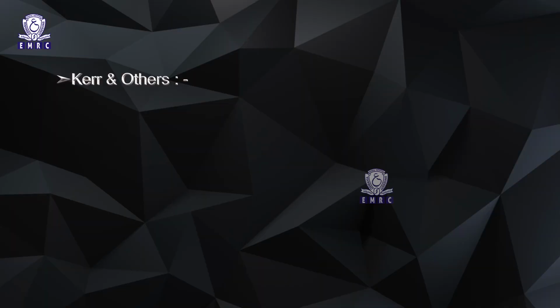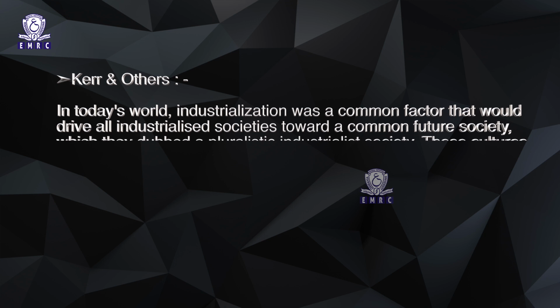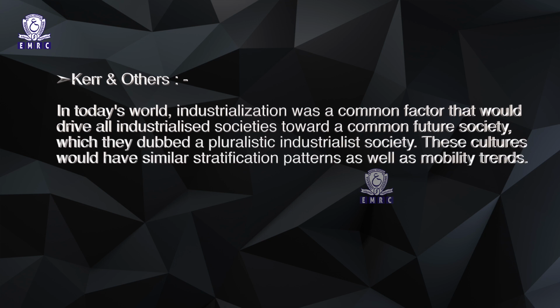Another factor is the convergence hypothesis. The convergence hypothesis is a well-known and highly discussed hypothesis about the relationship between industrialization and stratification. Kerr and others put it well when they said that in today's world, industrialization was a common factor that would drive all industrialized societies toward a common future society, which they dubbed a pluralistic industrial society. These cultures would have similar stratification patterns as well as mobility trends. Industrialization would demand the open and simple movement of people from one position to another. Therefore, mobility would be high. In some ways, this was a functionalist argument. They also implied that mobility rates would continue to rise in the future.